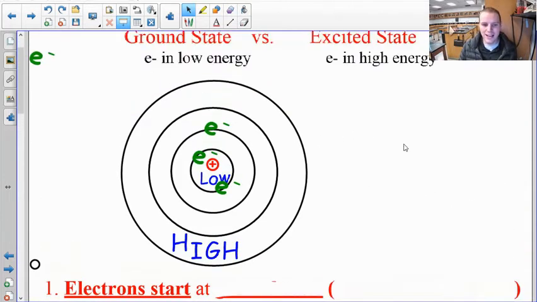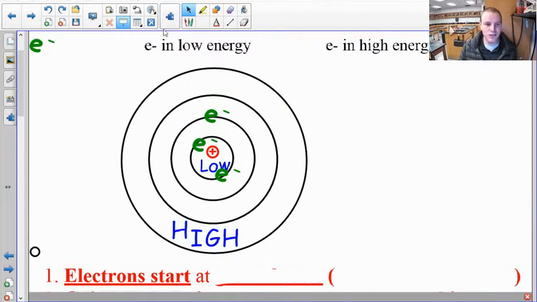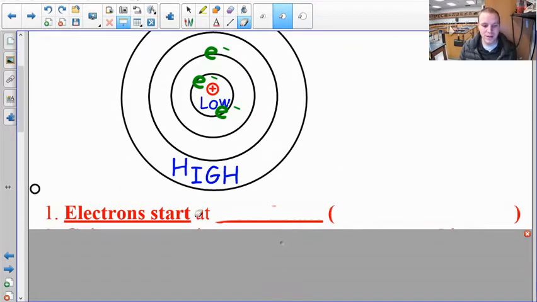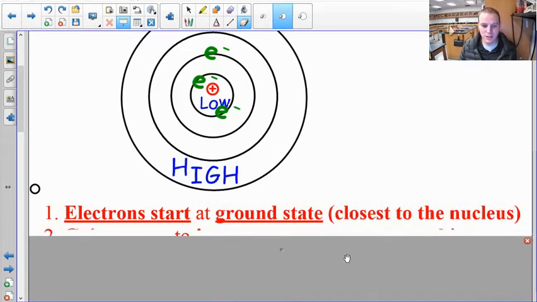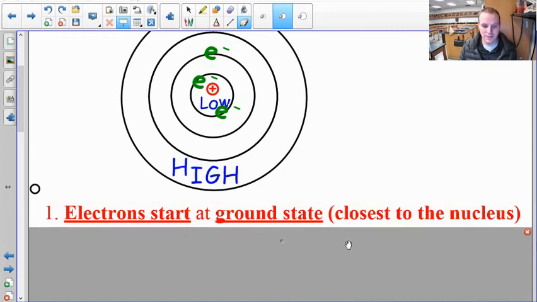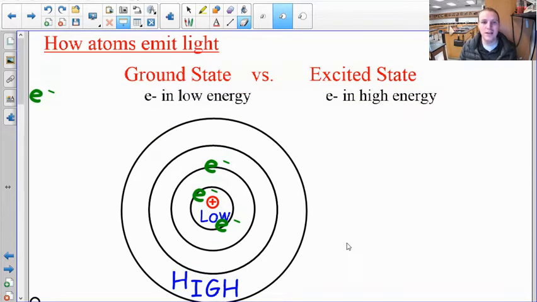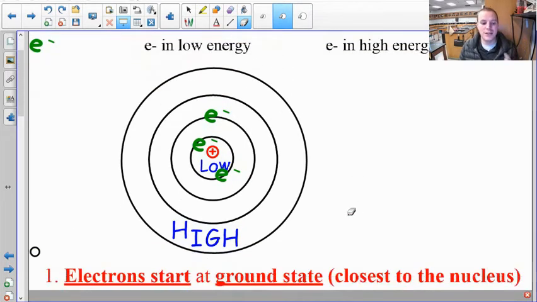So here's how light is emitted. There are 5 steps to light being emitted, and you need to know all 5 of them, okay? 5 steps. Step 1, electrons start at the ground state, where they're close to the nucleus, and they are low in energy, okay? So step 1, you have an electron, it's in its ground state, closest to the nucleus that it can get.